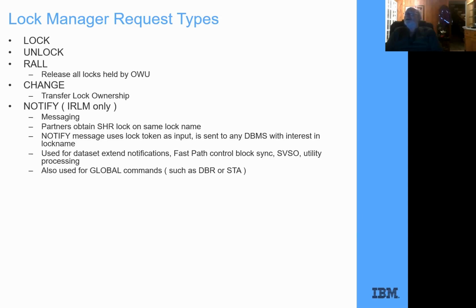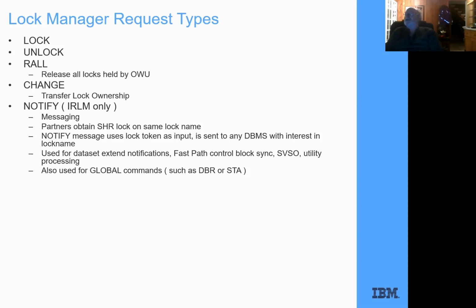And then the notify call takes the lock token from that lock as input, and it's sent to any IMS, any database manager that has interest in the lock name. That is, who owns a share lock on the same name. It's used for things like dataset extend notifications, syncing the DMAC and FastPath when an update is made on one system. Sometimes, for example, with SDEPs, it needs to be made on other systems. So it's used for that.